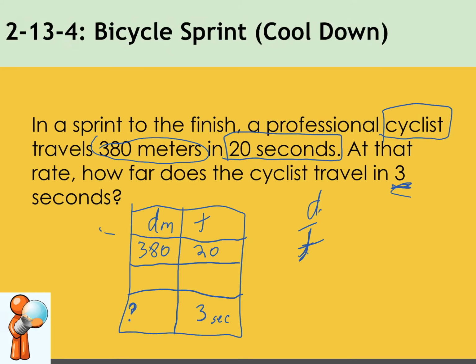Well, distance over time, distance divided by time. I hope you say that in your sleep. So we have distance of 380 divided by time of 20. What is that going to be equivalent to? So I'm going to stop here. I want you to solve it. Remember, we need to find our 1 second, in case you're stuck there.